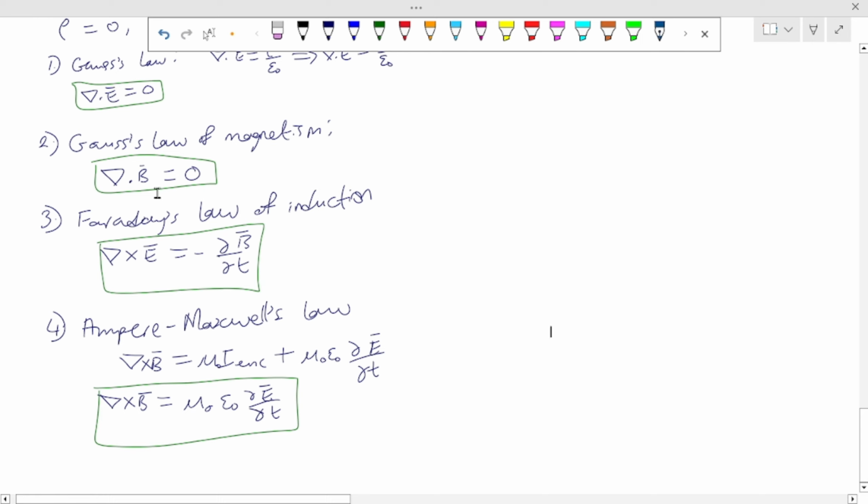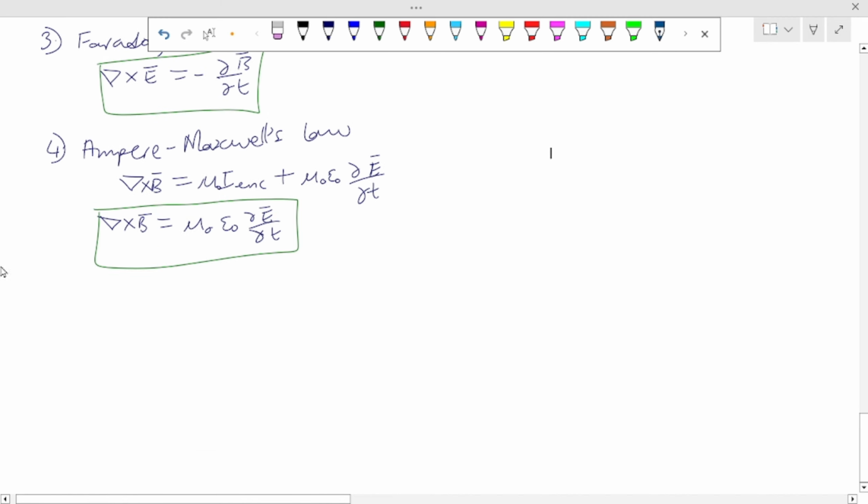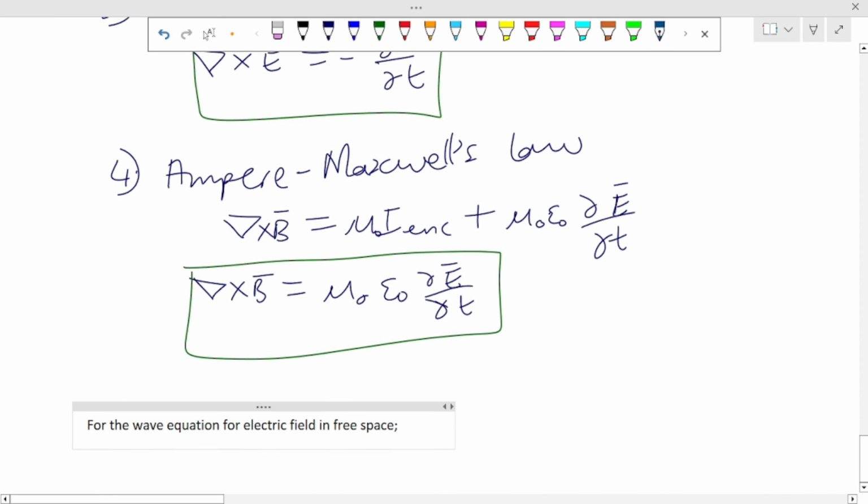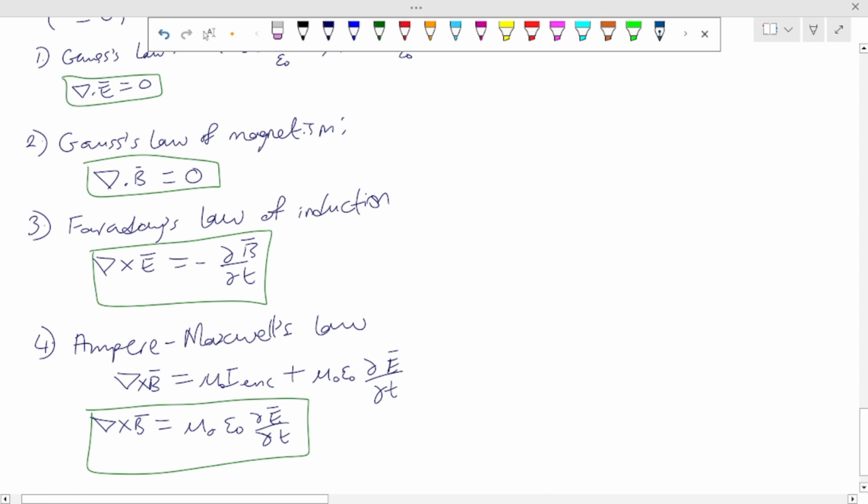Okay, if you are looking for the magnetic, this is where you have this or this. Now let's start with the electric. Okay, let's start with the electric. For the wave equation for electric field in free space.